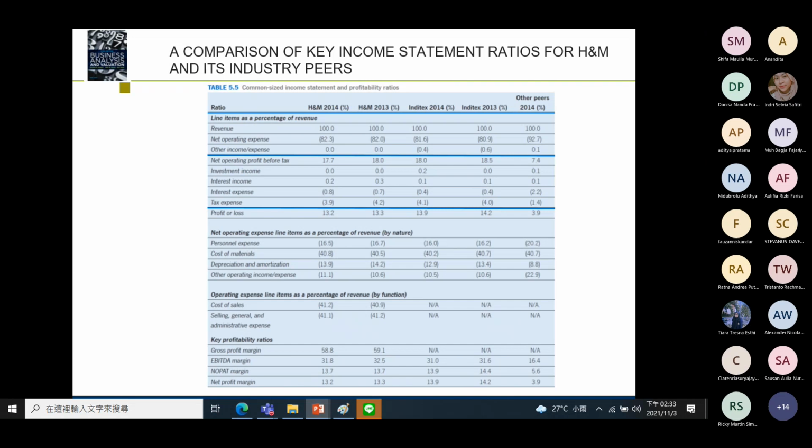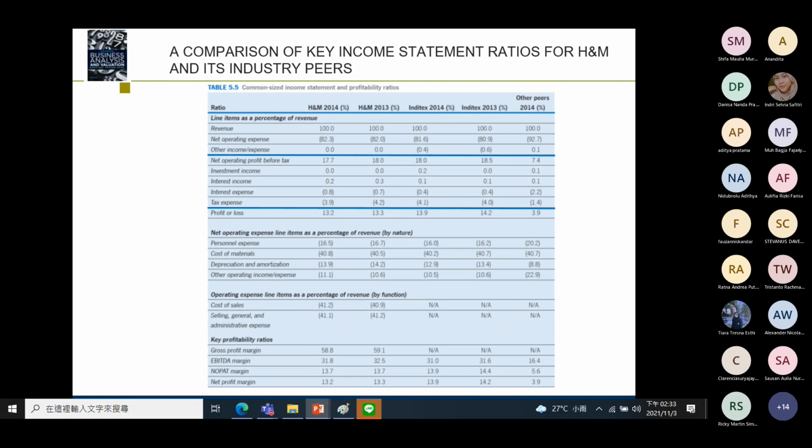reflected in the higher depreciation and amortization to revenue ratios. HMM saw its cost of materials to revenue ratio increase in 2014 from 40.5 to 41.8%. When we compare HMM with Intertex cost of materials, we see that HMM's cost of materials as a percent of revenue is lower.